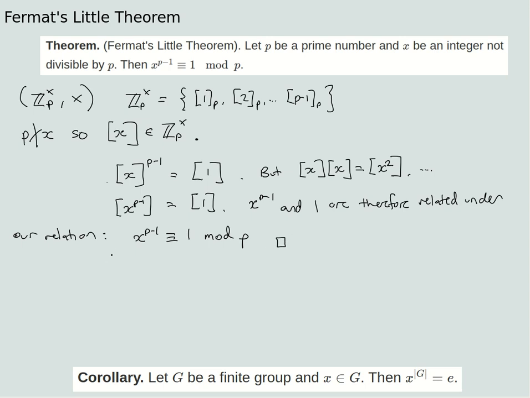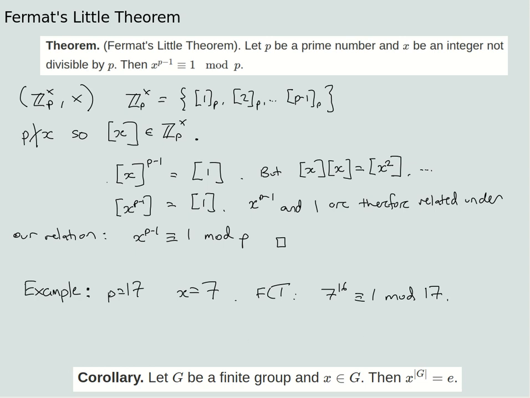So let's just take a moment and think about what this tells us. For example, you might take p equal to 17, and you might take x to be equal to 7, that's certainly a number which is not divisible by 17. Then Fermat's little theorem, FLT for short, would tell us that 7 to the power 16, some enormously large number, whatever it is, is congruent to 1 mod 17.